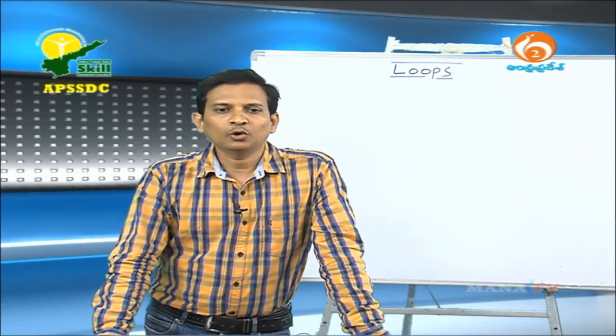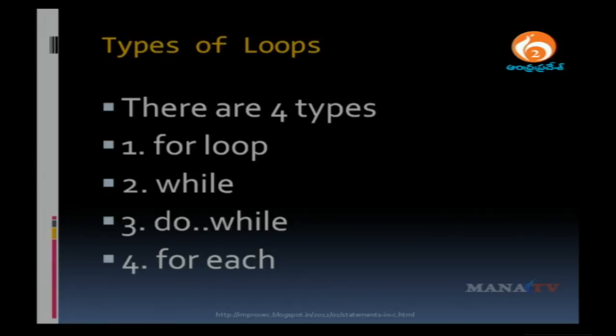There are four types of loops. One is the for loop, second is the while loop, third is the do while loop, fourth is the for each loop. I am not going to discuss the for each loop right now in this session, because the for each loop will be discussed in the collections concept. So only three types of loops we are going to discuss in these sessions.